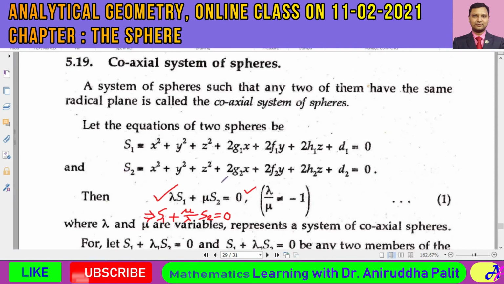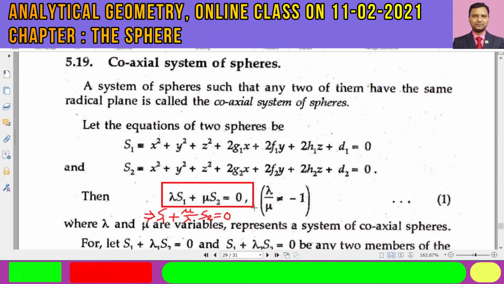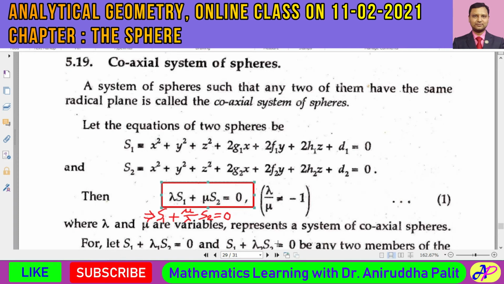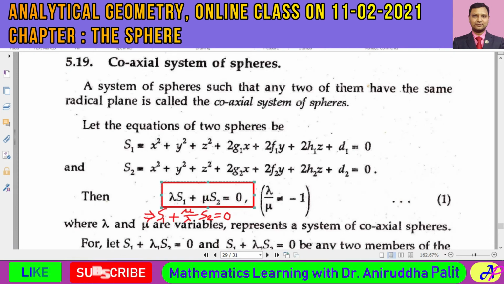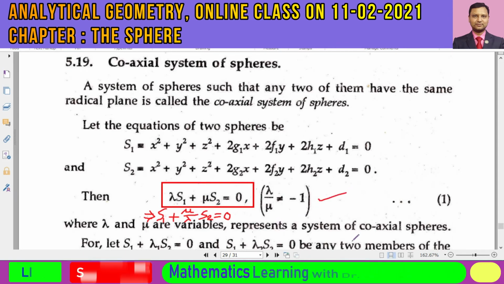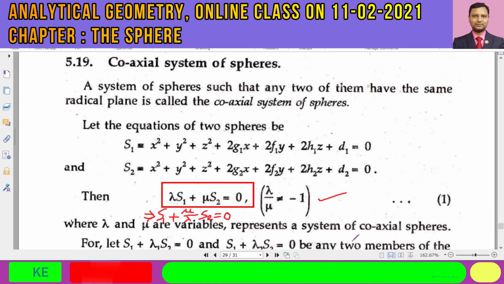Therefore, we can say that the mathematical expression of the coaxial system can be written in this way: lambda S1 plus mu S2 is equal to 0, where lambda by mu is not equal to -1. So this is the mathematical expression of a coaxial system of spheres.